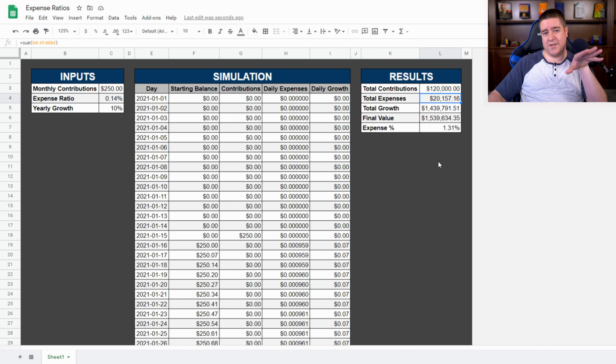You can also see how this simple change affected the growth so much. We were at $1 million in our final value. Now we're at $1.5 million. So it's not just the expense ratio that you're suffering from. You're also suffering from the growth that's being taken away when that money isn't in your account.